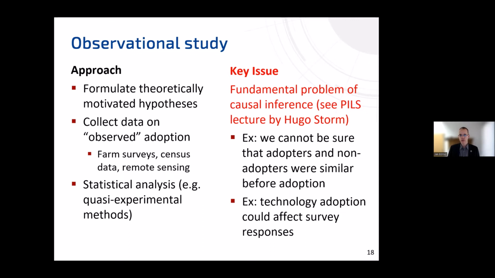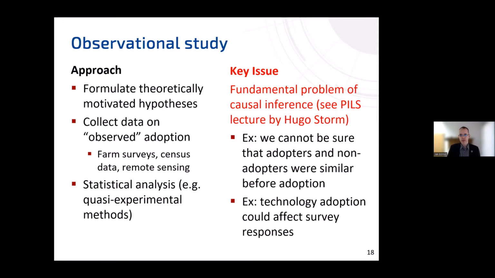We could only do that if we have a randomized experiment, and often we weren't there when the technology started to be adopted and weren't able to run an experiment. And secondly, of course, the technology adoption could affect the way the farmers respond to our survey questions, and all that leads to bias in the statistical analysis that we then do to understand which factors contributed to the adoption.